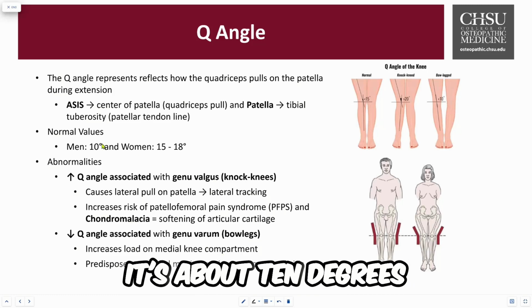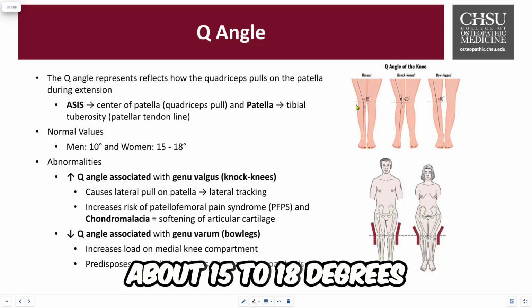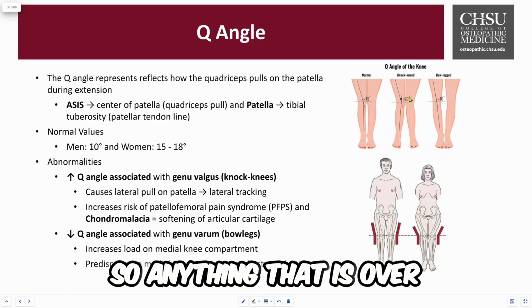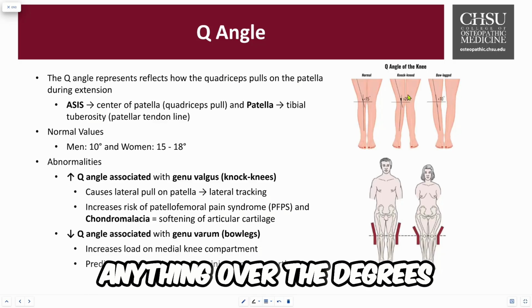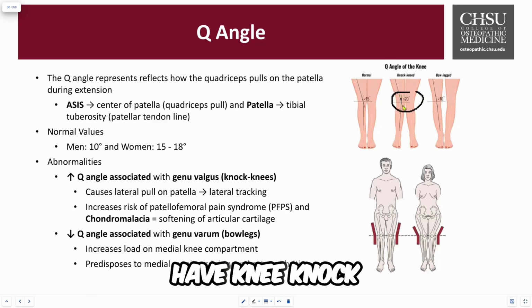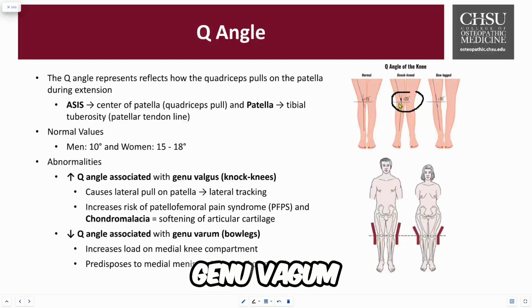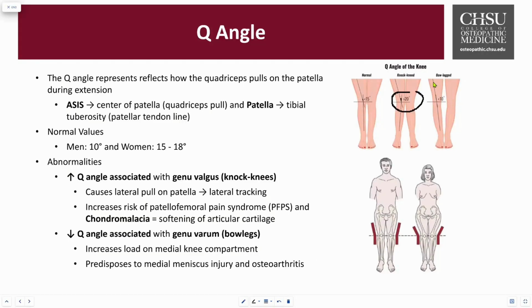So for men, it's about 10 degrees, and for women, about 15 to 18 degrees. Anything over about 20 degrees will cause you to have knee knock. That's going to be genu valgum, genu valgus, knee knock. And anything under 10 degrees, where it's almost a straight line, you will have bow-legged, where there's going to be opening up, and as a result, a higher chance of medial meniscus injuries.